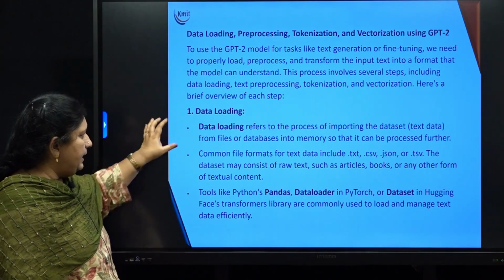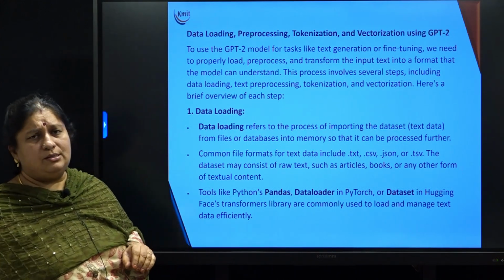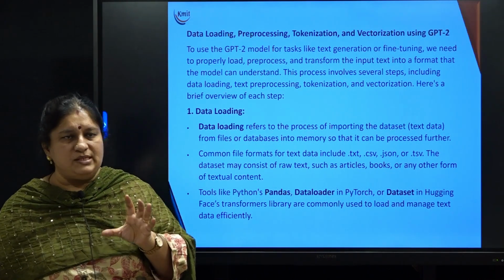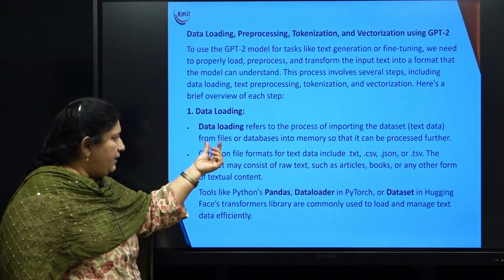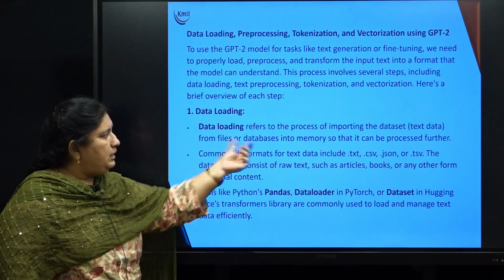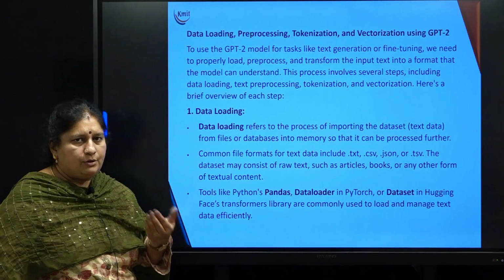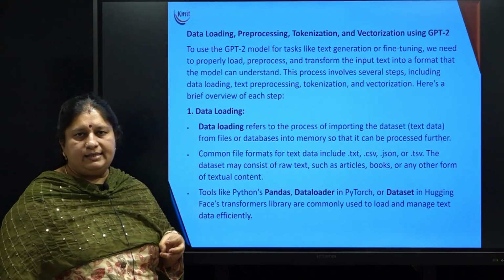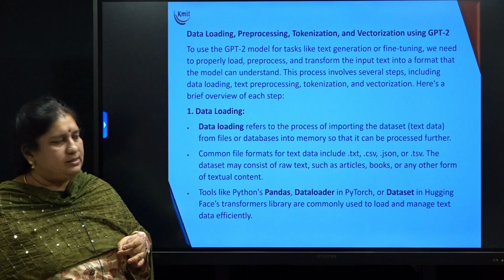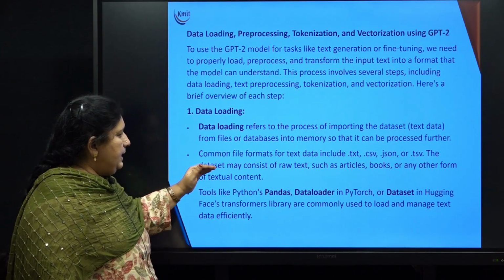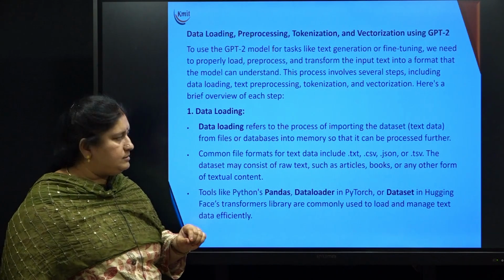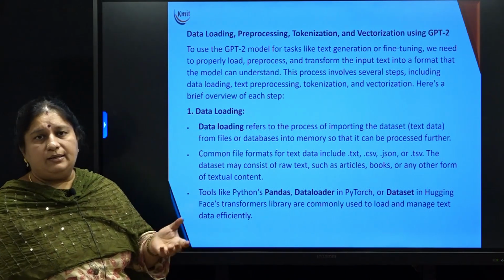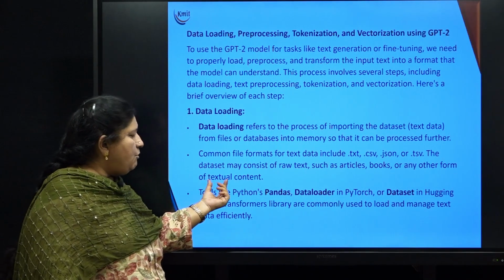So the first one, data loading. This refers to the process of importing the data set. Which data set are you going to use in order to do the specific application? From the file or from the database, it has to be imported into the memory so that it can be processed by the model. What are the common file formats we are using? It could be a text file, a CSV file, a JSON file, etc. And the data set can consist of raw text: articles, a book, or an entire published paper. Any form of textual content.